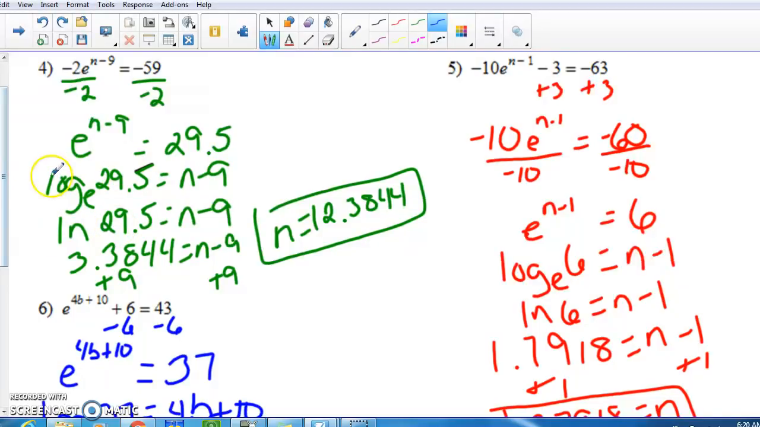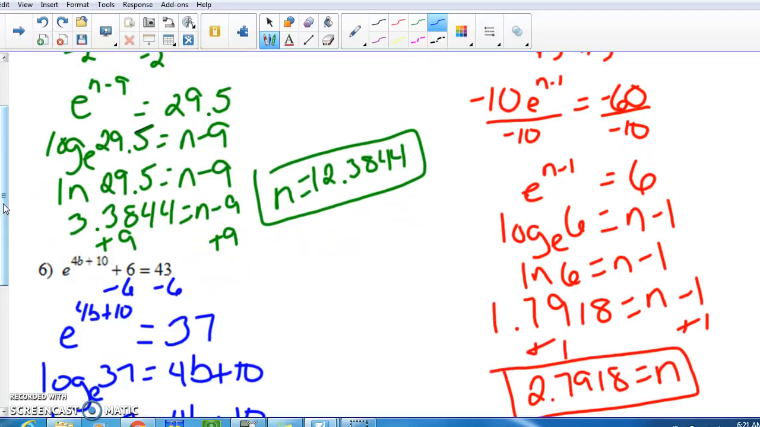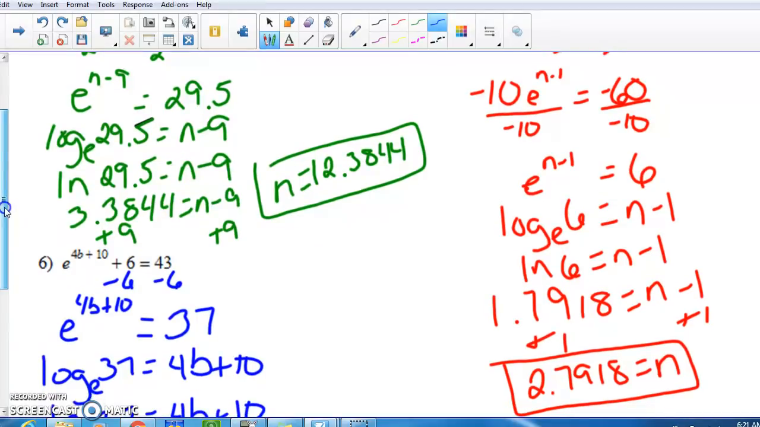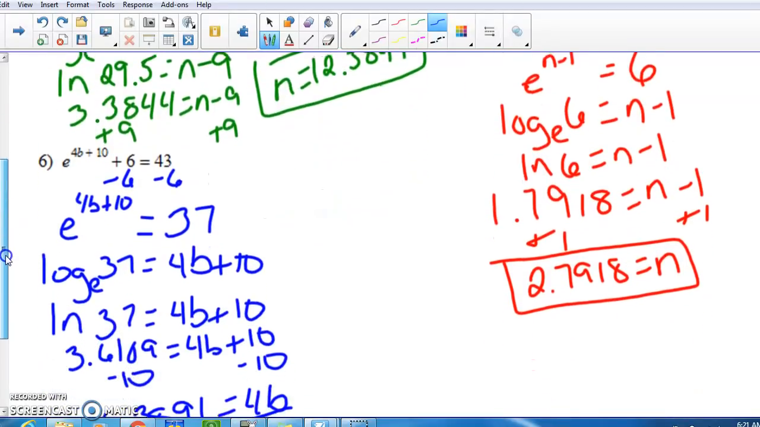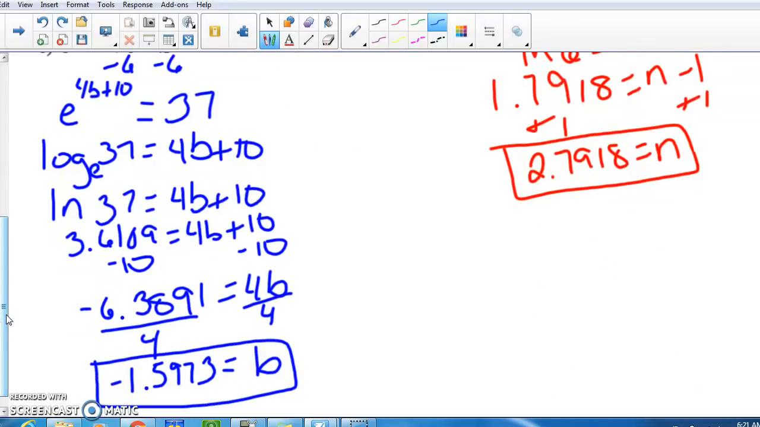Number 5 had a lot more work. You had to add 3 first and then divide by negative 10 before you could rewrite. I ended up with 2.7918 and then 6. You had to subtract 6 from both sides. Then you could jump to the rewrite. So hopefully this stuff makes sense.